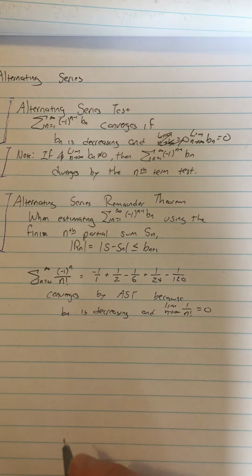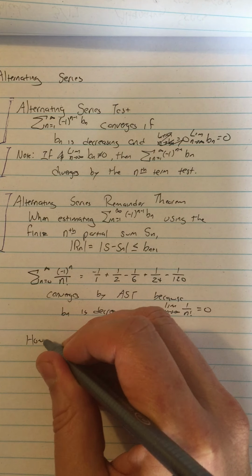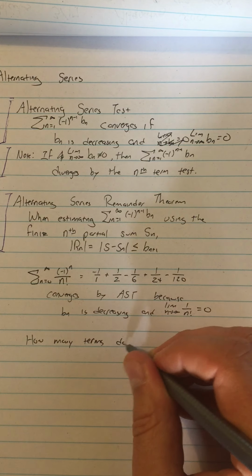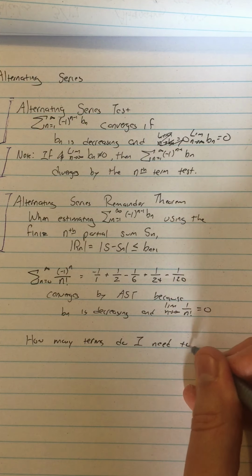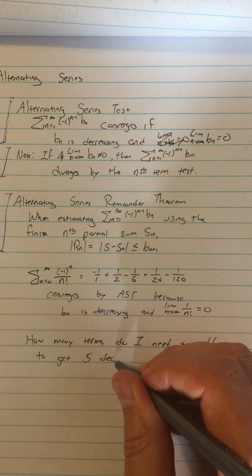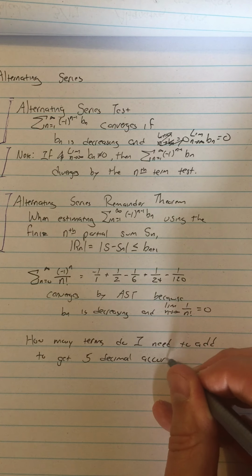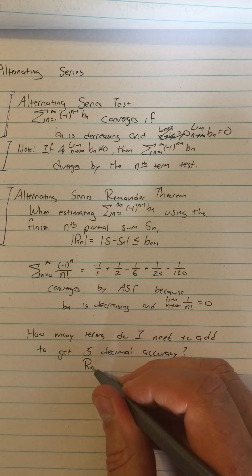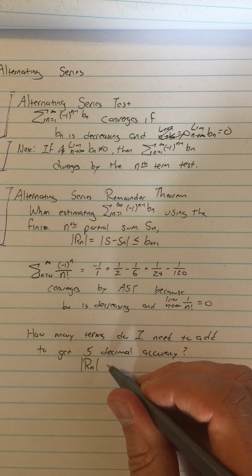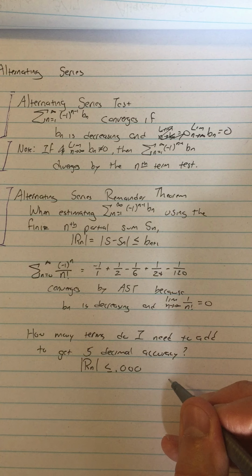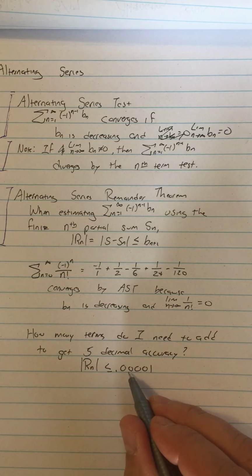All right, so we already know that the series converges. So what if I want to estimate it to 5 decimal places? So how many terms do I need to add to get 5 decimal accuracy? All right, so another way to say that is that I want the absolute value of R_n to be less than or equal to 0.00001. Yeah, 1, 2, 3, 4, 5.